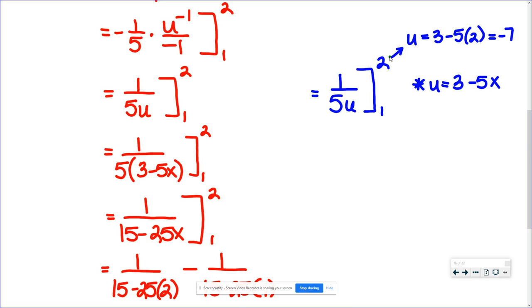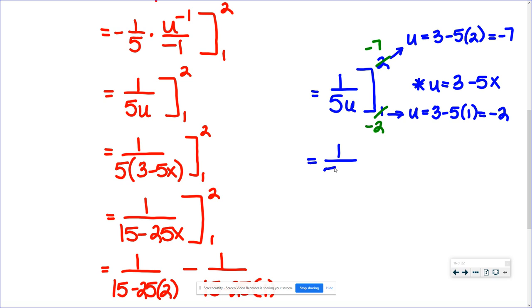So instead of plugging in a 2, I can leave the equation in terms of the letter u and plug in negative 7 instead. Okay, let's try the other value. Take your u equation, plug in 1 for x, because this is an x value, and 3 minus 5 gives us negative 2. So instead of plugging in 1, I can plug negative 2 into this equation that is in terms of the letter u. Okay, let's keep going and see how this looks.